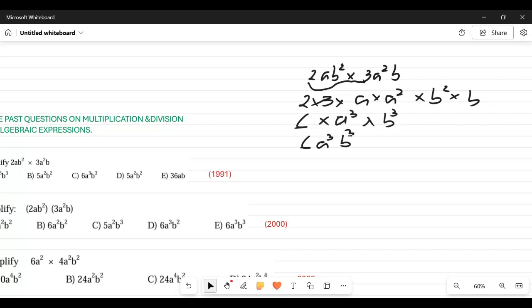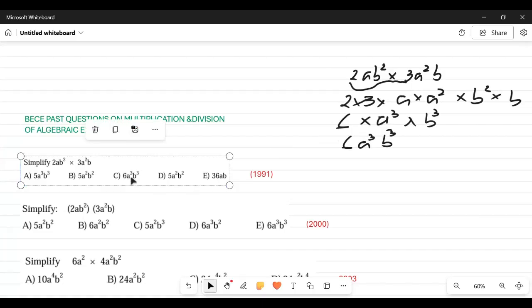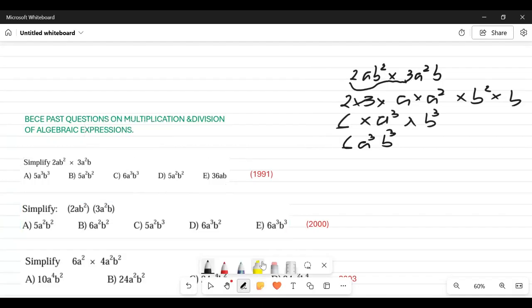So let's go through and see 6a cubed b cubed. That will be this particular question's answer, option C. All right, that's very easy, right? So this is the correct answer, 6a cubed b cubed. Let's move on to the next question.